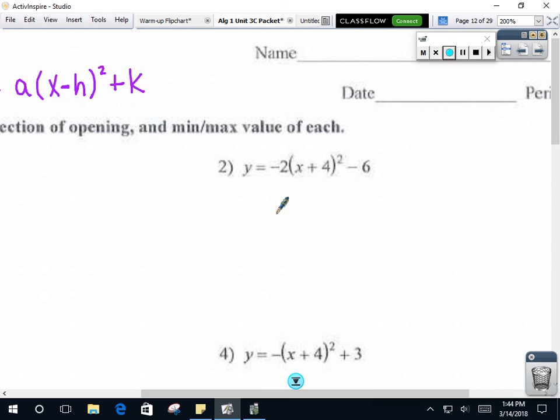So for number 2, I'm just going to write V for vertex. What do you mean? Oh, I don't know what you mean.